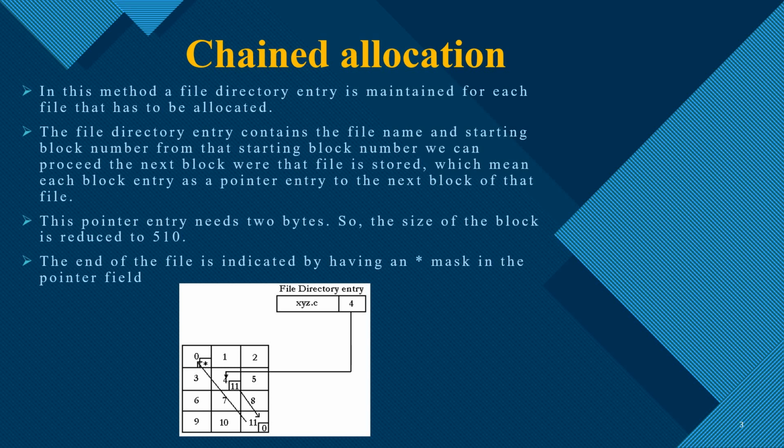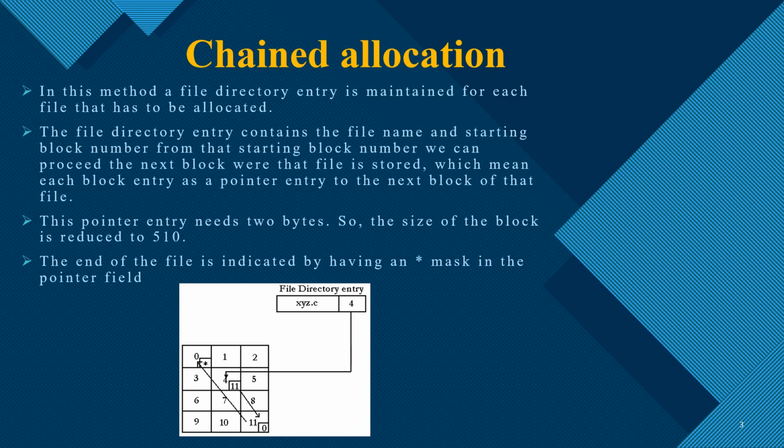The size of the block is reduced to 510. The end of the file is indicated when there is no reference to the address of the next block, and it is represented by an asterisk mark in the pointer field. As per the example, in the file directory, the file xyz.c, that is a C file, gives the starting block number as 4. So the operating system starts by referring to block number 4.